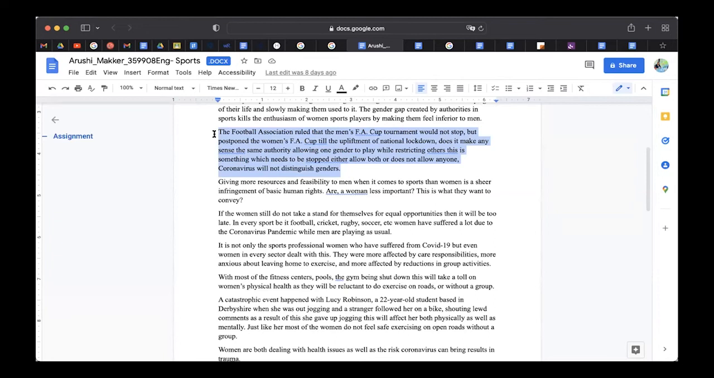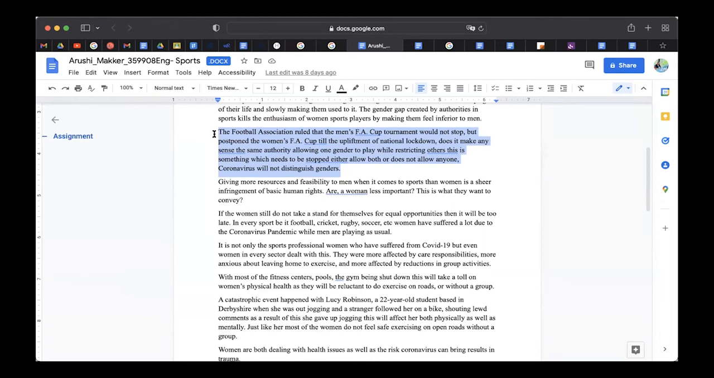Feasibility is not the right word here. Giving more resources and making it more feasible for men when it comes to sports as compared to women is a sheer infringement of basic human rights. Paraphrase it, yes. Are a woman less important?